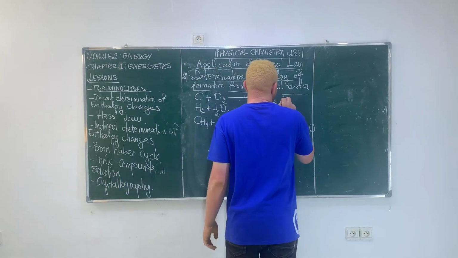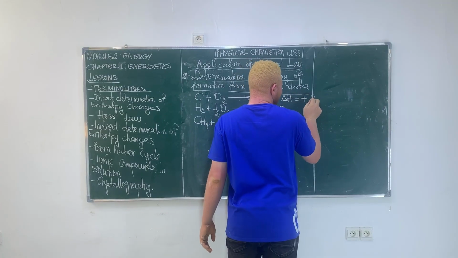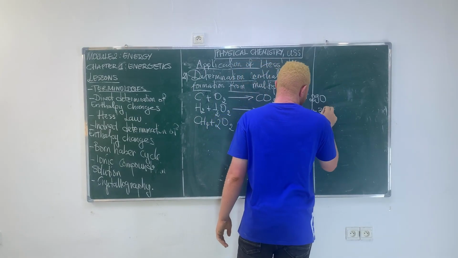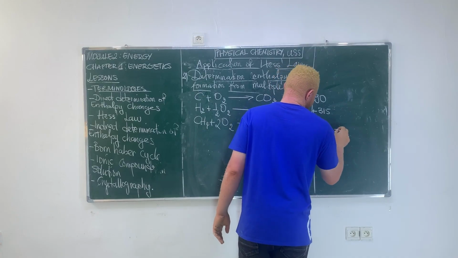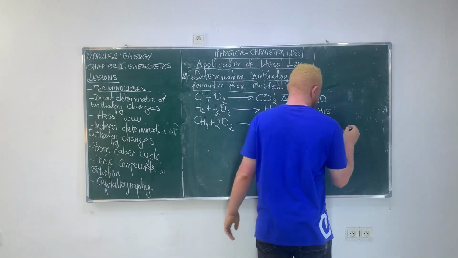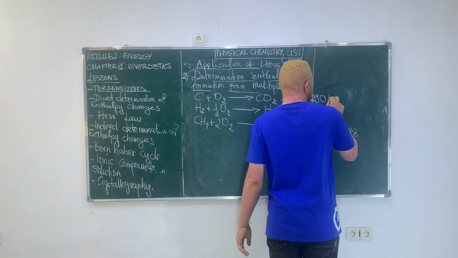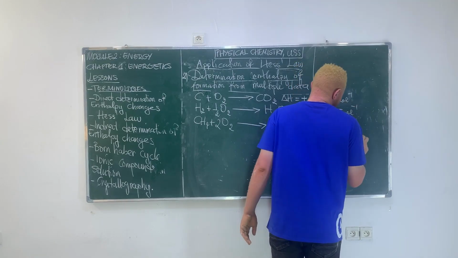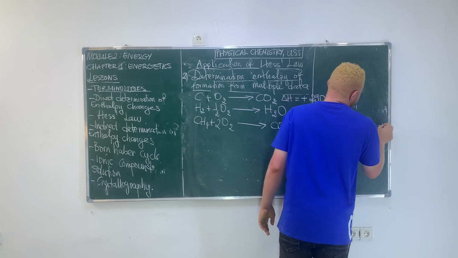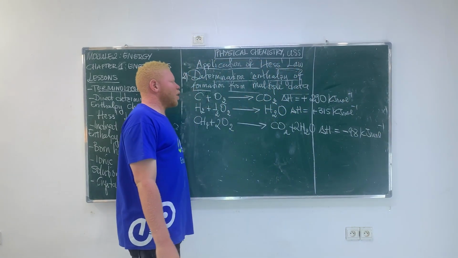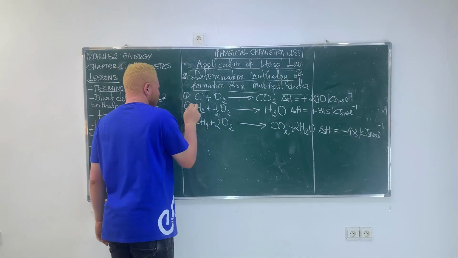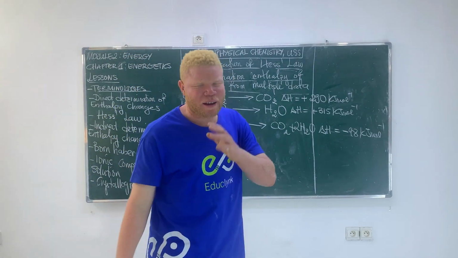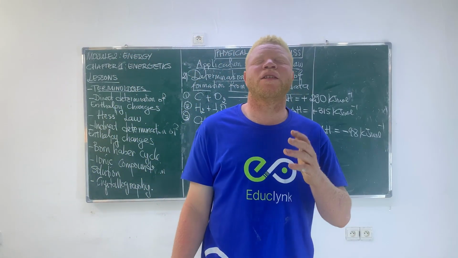Let me give you the enthalpy values. The delta H here is minus 390, the delta H here is minus 160, and this one is minus 98 kilojoule per mole. So these are the values for equation 1, equation 2, equation 3. The question goes thus: calculate the enthalpy of formation of the reaction below.